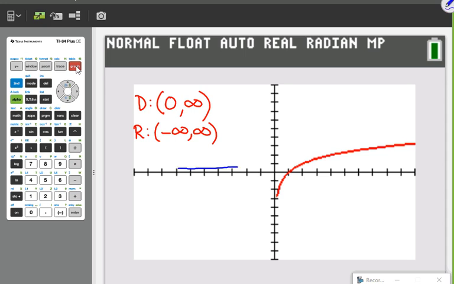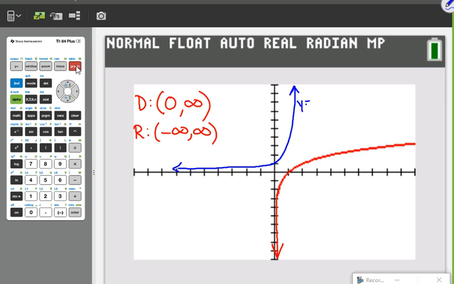2 to the x power looked like this. The log of x base 2 is the red one. By the way, this graph does continue to drop down like this and go towards negative infinity. It's just that the graphing calculator has a little bit of a tough time drawing that portion of it. All right?